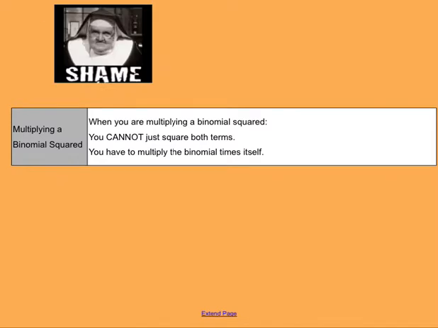So let's take a look at this one. So here's where students make a lot of mistakes. When you're multiplying a binomial squared, you cannot just distribute in the exponent. Okay, if there is a plus sign somewhere in the parenthesis, you can't just use rules of exponents and distribute in that exponent. That's not how it works. You have to multiply the binomial times itself. Well, what on earth am I talking about?